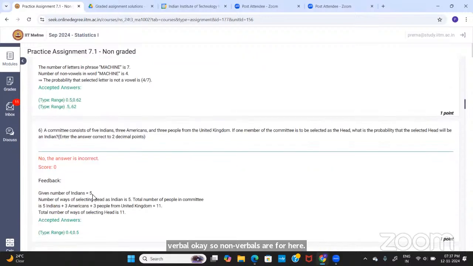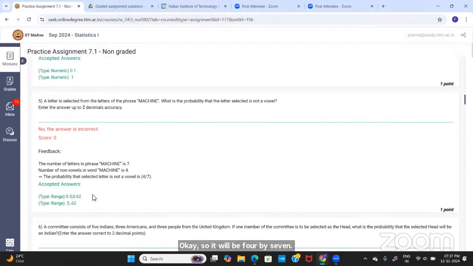Ma'am, what would this question be if it was statistics instead of machine? The total permutations is fine, but what about the selection of non-vowels? We have S repeated multiple times, and T also. So, ma'am, please can you solve it for statistics? Okay, 1 minute.